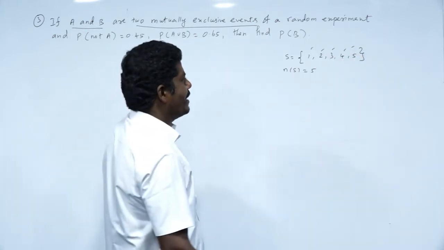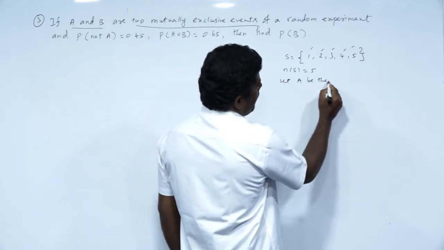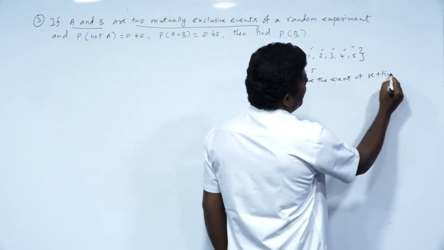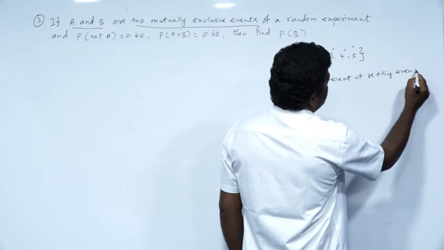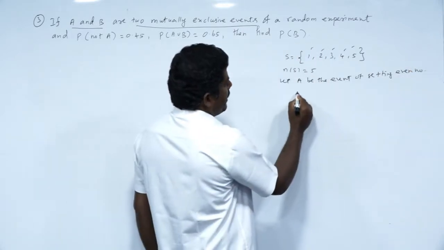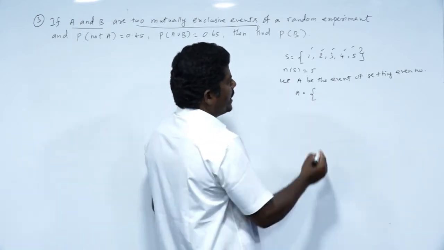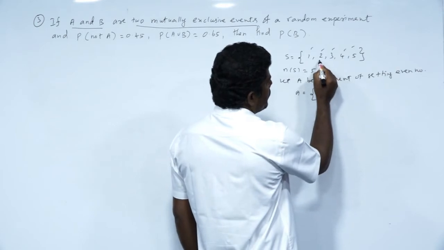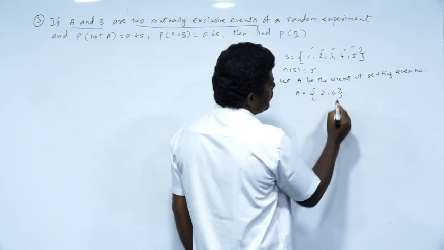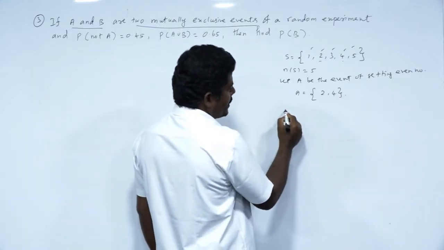So I am going to take one event, my dear students. Let A be the event of getting an even number. How many even numbers are there in this sample space? 2 is an even number and 4 is an even number, so A is equal to {2, 4}. Understand, my dear students?